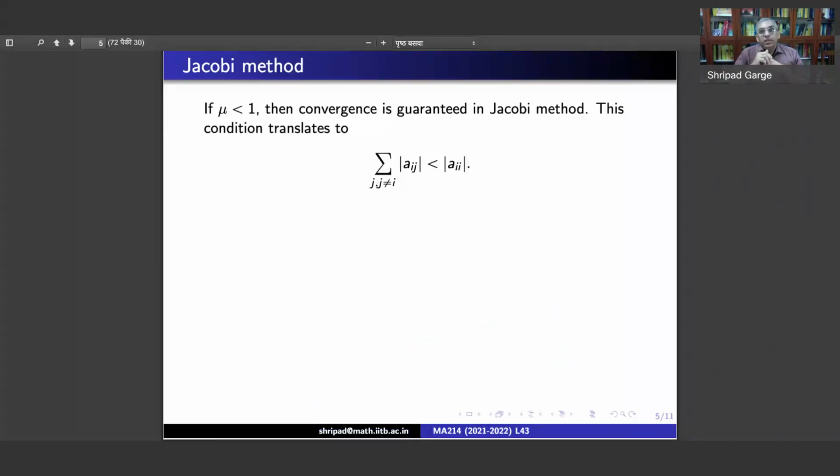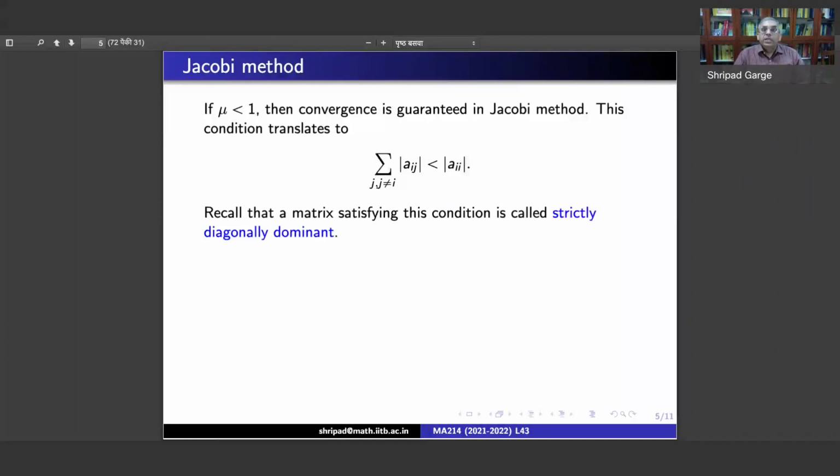So what it says is that when you look at the ith equation, the diagonal element in the modulus sign is bigger than the moduli of all other elements in the same row being summed. And if you remember, this is nothing but a strictly diagonally dominant matrix. So our strictly diagonally dominant matrices have shown up here, and when you have this condition, then the Jacobi method gives you a solution.